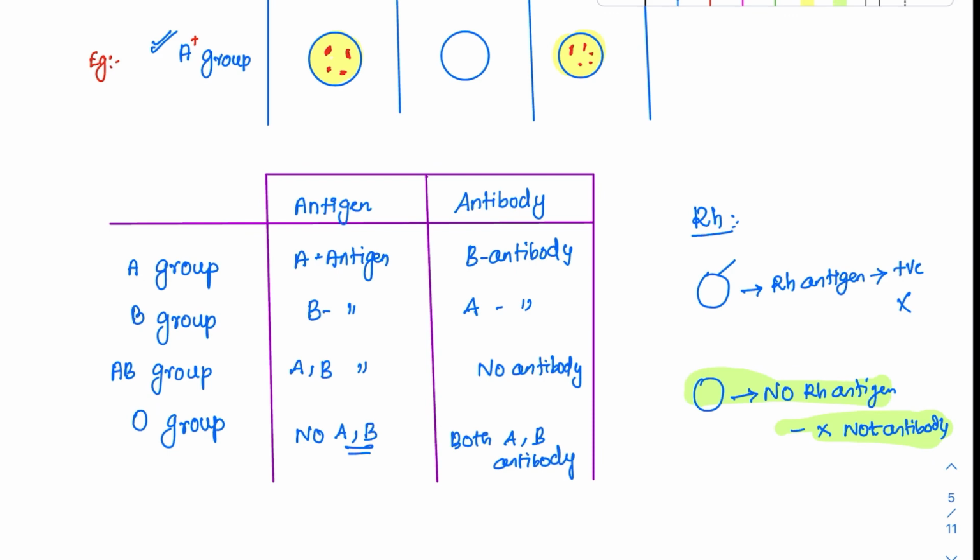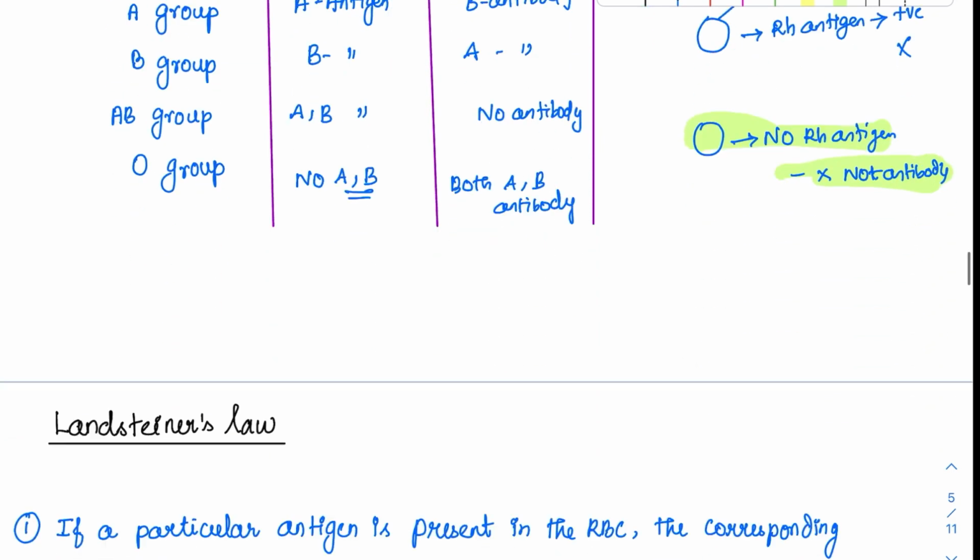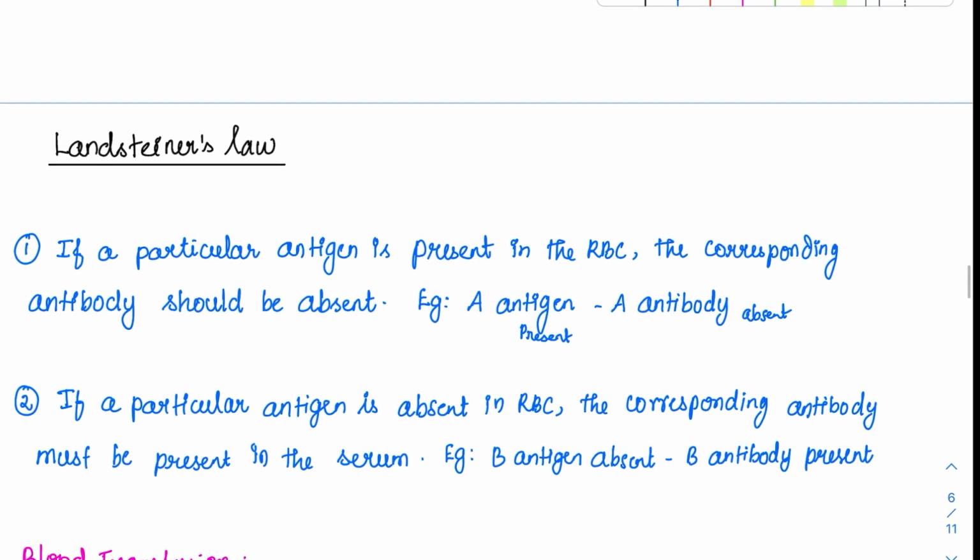These rules are given with the help of a law, Landsteiner's law. Landsteiner is a scientist who identified the ABO system, and he also identified the RH system, but at a later date. So what does Landsteiner's law state? If a particular antigen is present in the RBC, for example, A antigen is present in the RBC, we call the person A. Then the corresponding antibody should be absent. It is pretty logical. If A antigen is present, A antibody should be absent. Otherwise, they will cause agglutination. This is the first rule, they said.